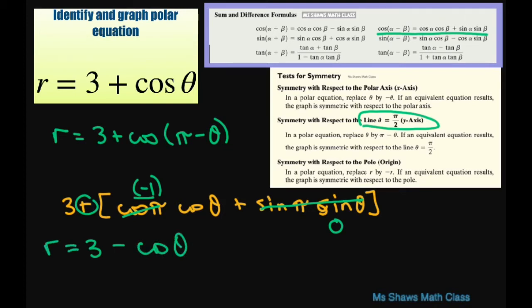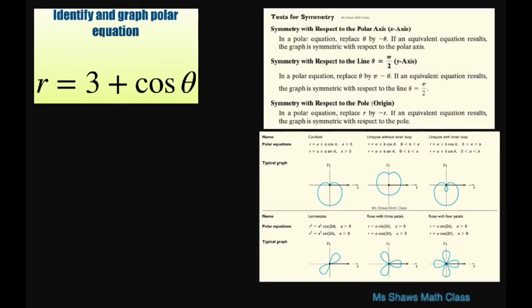This does not equate to our original equation, therefore this test fails. It's not going to be symmetric to our line theta equals pi divided by 2. The last test is symmetry with respect to the pole. You just substitute r with negative r, and clearly these two equations are not equivalent, so the test fails. So we have symmetry only with respect to the polar axis, i.e. the x-axis.